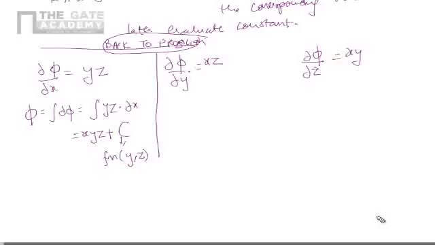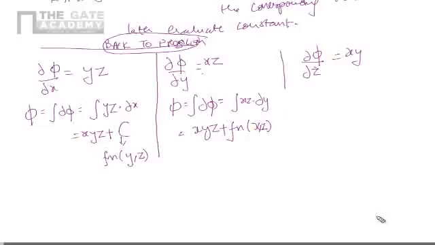Now go to ∂φ/∂y. What will we get? φ is nothing but the integral of ∂φ, the integral of xz ∂y. When we do partial integration, we will get xyz plus a function not containing y. That means it can be a function of x and z. We don't know. It might be a constant also, it might be a function containing x and z also. It is better to assume this as a function and later prove that this function is a constant.